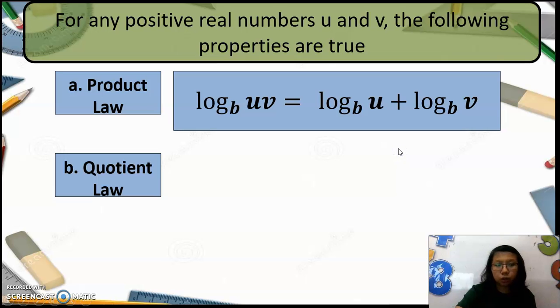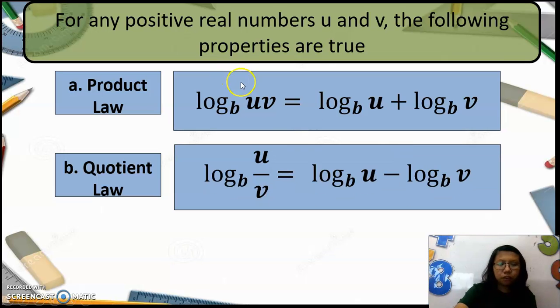Next one, we have the so-called quotient law. For example, I have here logarithm of u over v to the base of b. So we can expand this one as logarithm of u to the base of b minus logarithm of v to the base of b. So the difference between the product law and the quotient law is just the operation to be used. When we have the product law, or multiplication, we just need to use plus or addition, and if it's quotient or division, we need to use minus as the sign for the expansion.